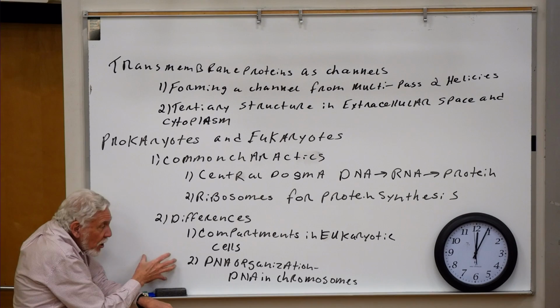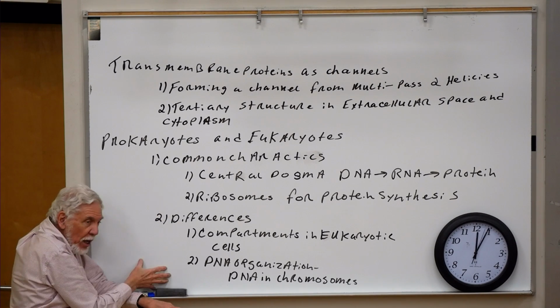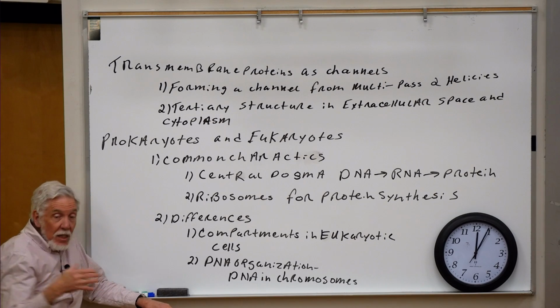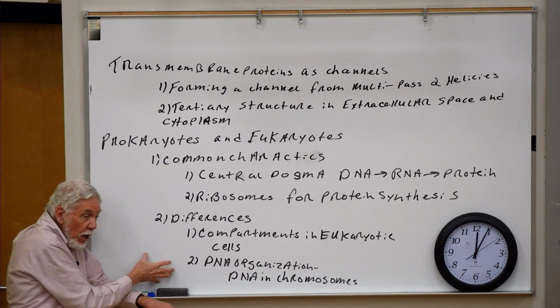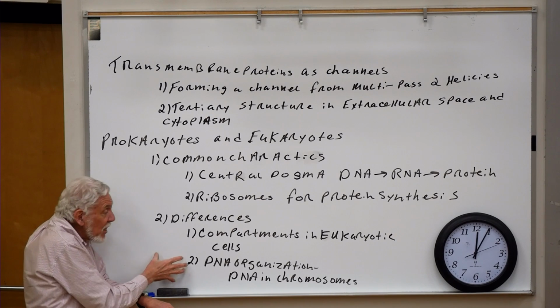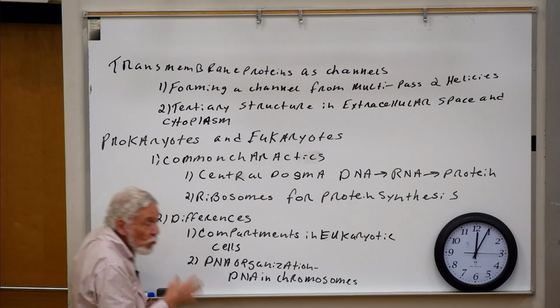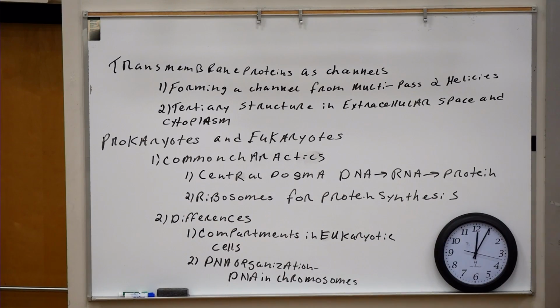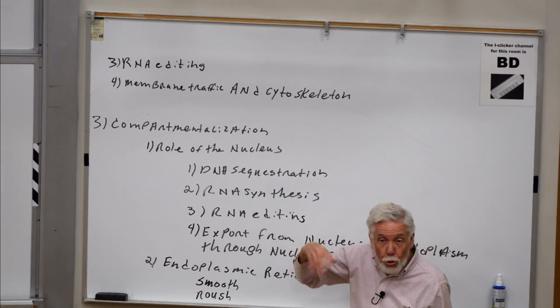One of the stark differences is the way DNA is handled in prokaryotes and eukaryotes. In prokaryotes, the DNA basically sits in the cytoplasm. But in eukaryotes, the DNA is now sequestered into the structure called the nucleus. And the nucleus is really the hallmark of all eukaryotic cells. The nucleus, in fact, the term eukaryote means true kernel.